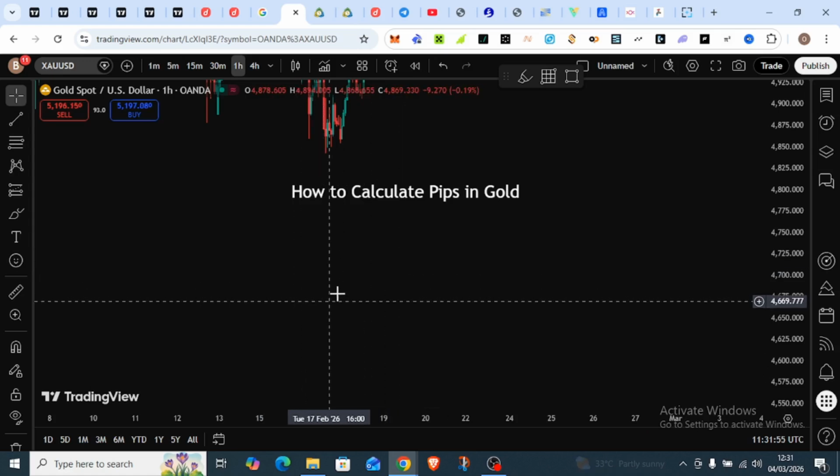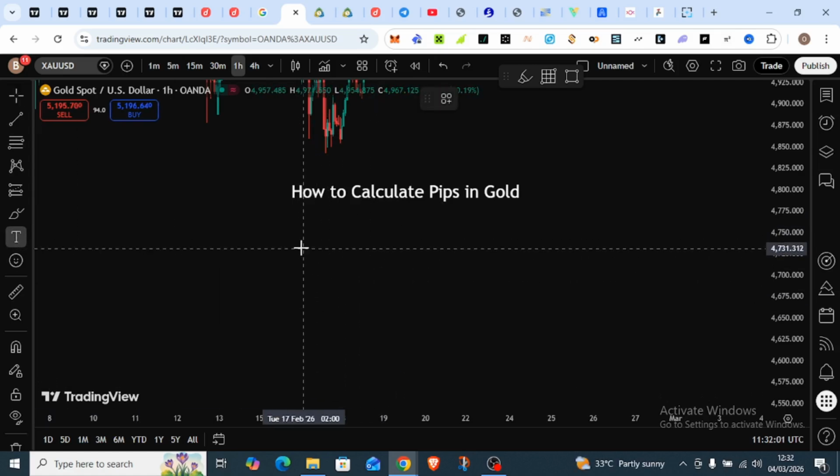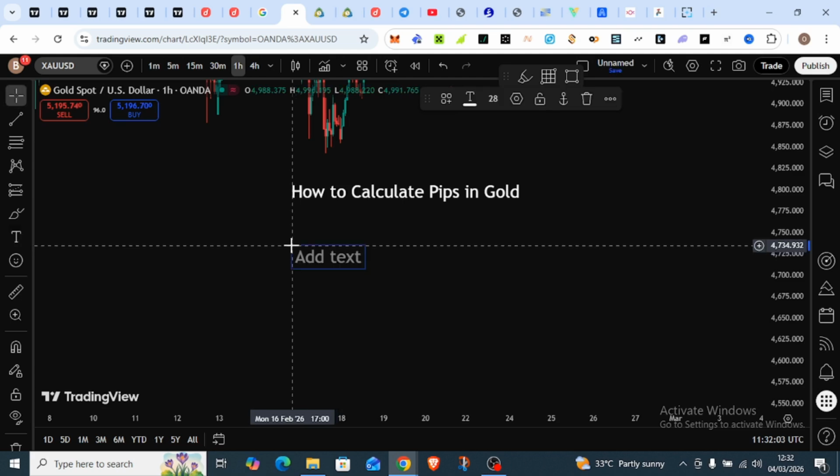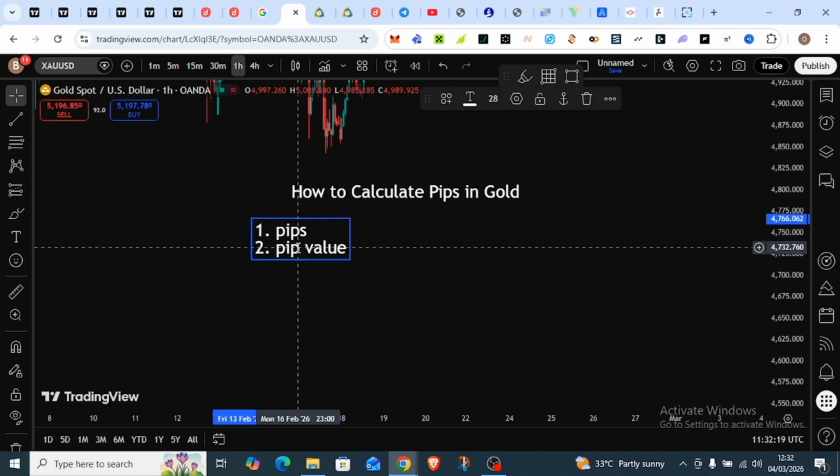Welcome traders. We are going to learn how to calculate pips in gold. But before we start, let me tell you the things you will learn. You will learn how to calculate the following. Number one, pips in gold. Number two, the pip value. So we are going to take it one by one.